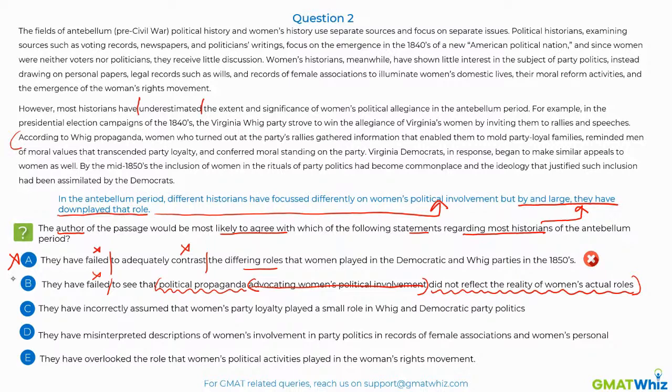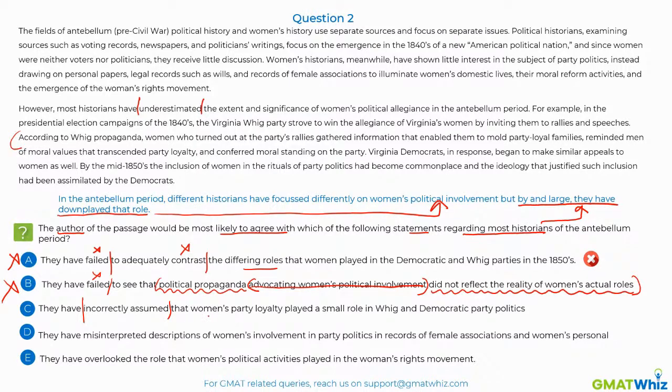So B is out. They have not failed to see the propaganda. They have failed to draw the right conclusion from the propaganda. They have incorrectly assumed. Okay, can I use incorrectly assumed for underestimate? Well, yes, when you underestimate something, you are in part wrong in your assumption or some part of it. So, what have they incorrectly assumed?